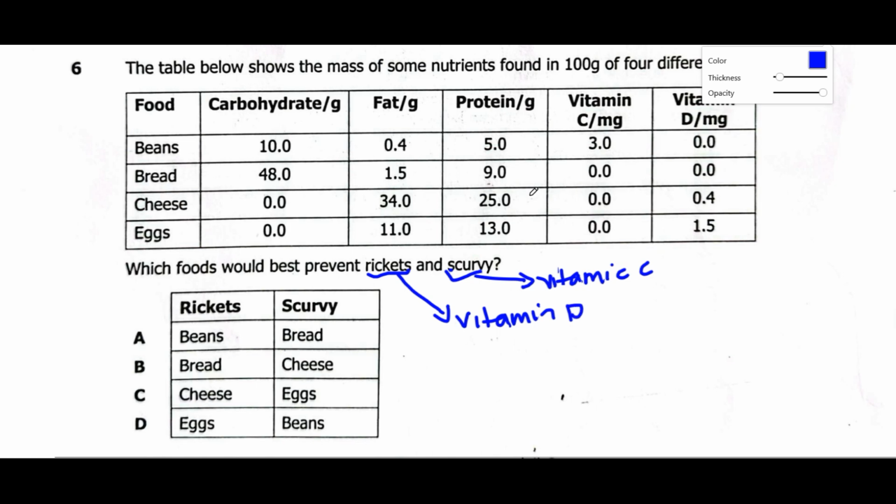So meaning from the table we need to choose 2 food values that contain vitamin C and vitamin D. We can see that beans has vitamin C, since here we have 0, 0, 0, 0. Then eggs have 1.5 of vitamin D, so does cheese. So the best answer is beans and eggs. So the answer is D, because in eggs we have vitamin D to prevent rickets. In beans we have vitamin C to prevent scurvy.